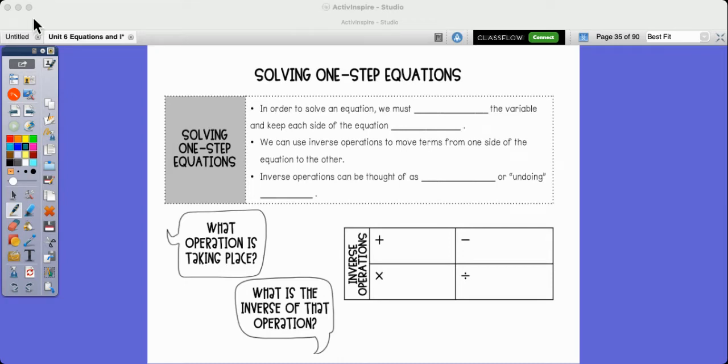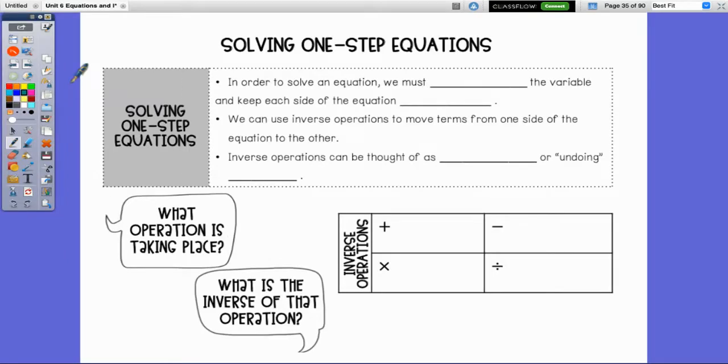Hi everyone. Okay, we are solving one-step equations today. We are doing all four operations this time. Nothing new. This is everything we've done over the last couple days, all in one lesson.